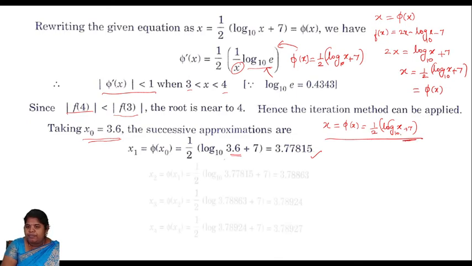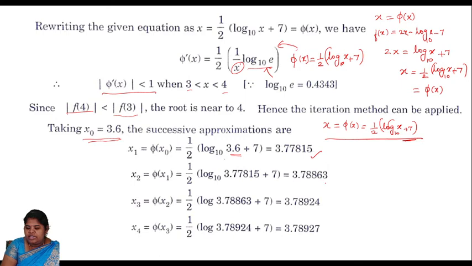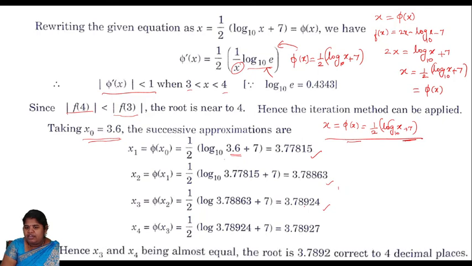Now substitute x1 again in this expression. We get x2, which is 3.78863. Now substitute the value of x2 in this expression. We get x3, 3.78924, and substitute the value of x3. We get 3.78927. Also the values of x3 and x4 are almost equal, and if we take the value correct to 4 decimal places, the final answer is approximately 3.7892. So the root of the given equation is 3.7892.